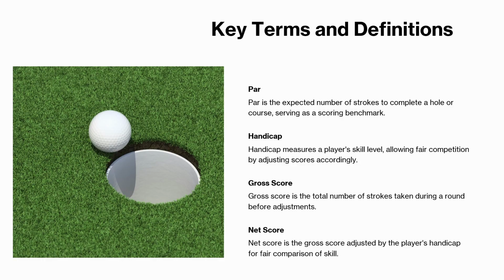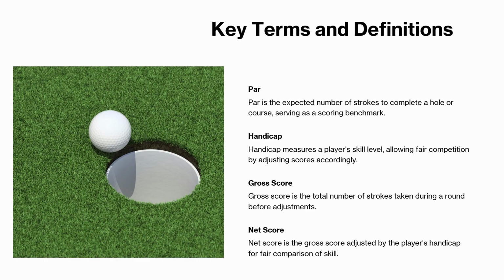Before we get into the details of the scorecard itself, there are some key terms and definitions that you will need to be aware of. The first one is what's called par. Par is the expected number of strokes to complete a hole on the course, serving as the scoring benchmark. A handicap measures a player's skill level. The handicap allows fair competitions by adjusting scores accordingly between players who are skilled and players who are not as skilled.